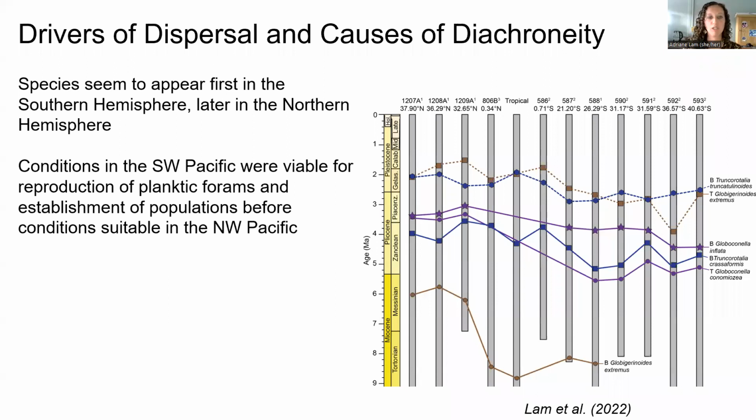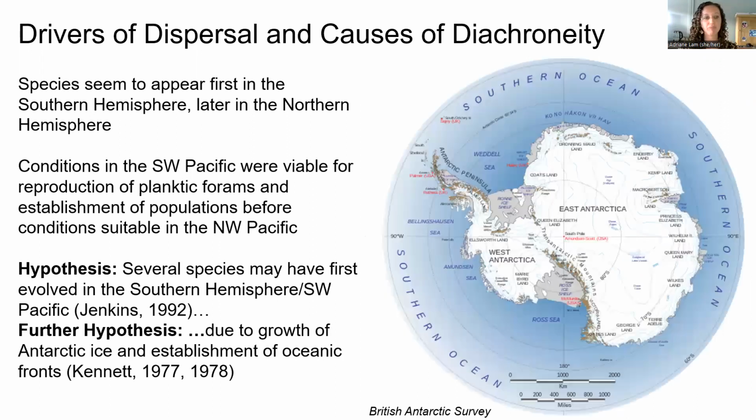So what we're hypothesizing is that maybe conditions in the Southwest Pacific and the southern hemisphere were more viable for reproduction of planktic foraminifera and allowed them to establish really robust populations before environments in the Northwest Pacific were available for them to establish robust populations. So the hypothesis here is that several species may have evolved or appeared first in the southern hemisphere or Southwest Pacific, and that was stated by Jenkins in his 1992 paper.